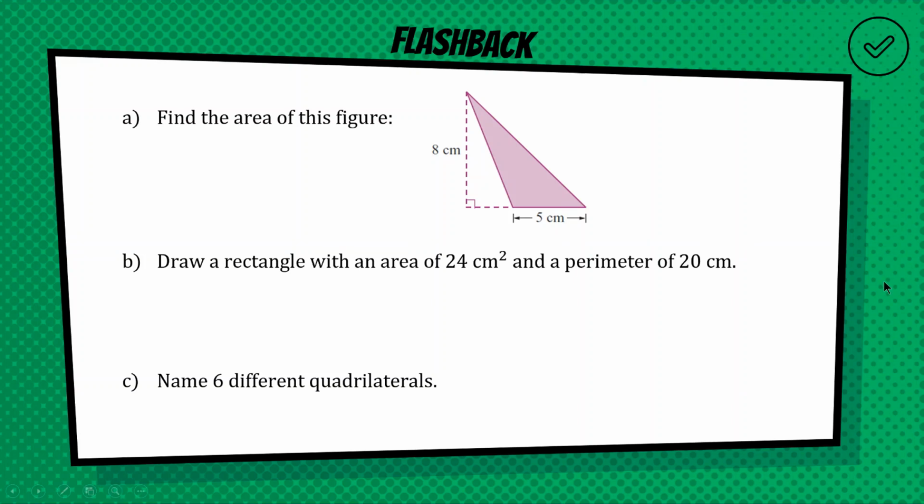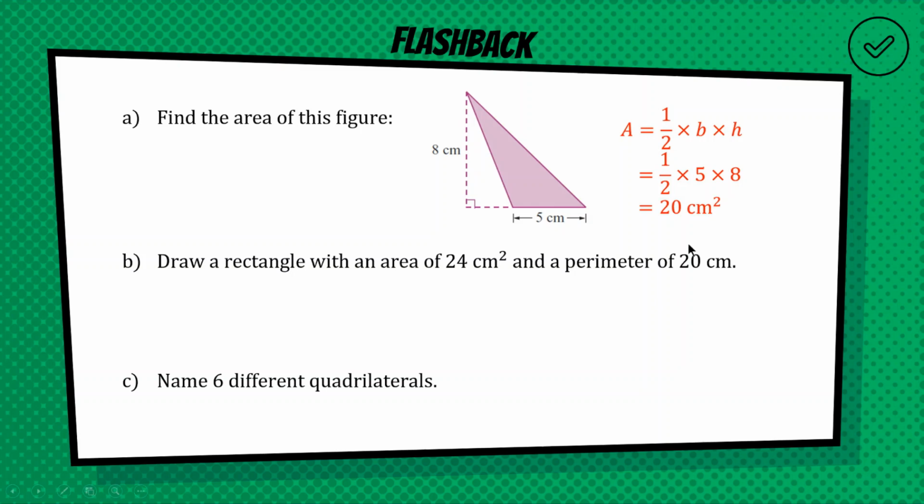Okay, so for the triangle, we're using our formula from the last lesson, which is the base multiplied by the height. And then if you halve your answer, you get the triangle's area. We normally just write that as half times base times height. So half times 5 times 8. 5 times 8 is 40, so half of that is 20. So there is your area. Don't forget your centimeters squared for your units.